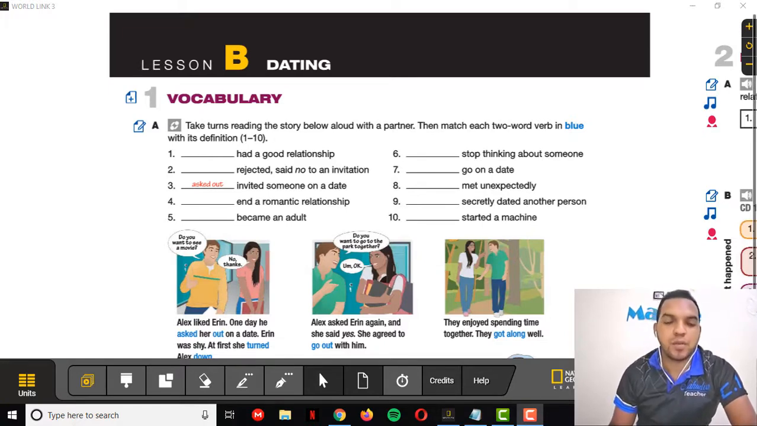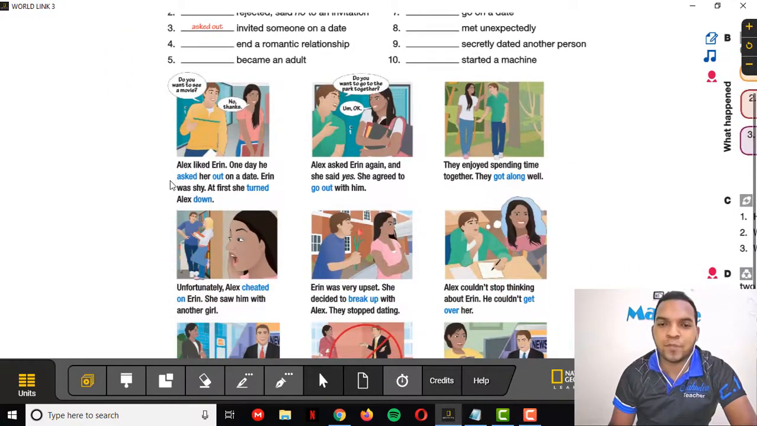Today we are going to be talking about dating. All right, so we have really good material that I want to help you out with. As you can see over here, we have lesson B of Unit 4, where today we're going to see some new vocabulary, and we have a very important topic that is phrasal verbs.